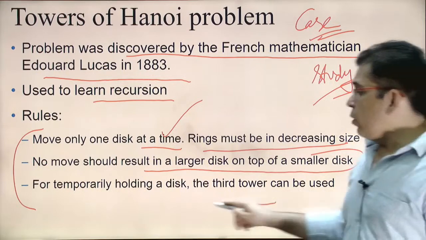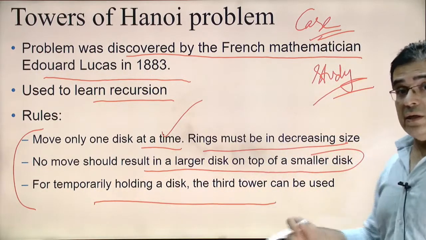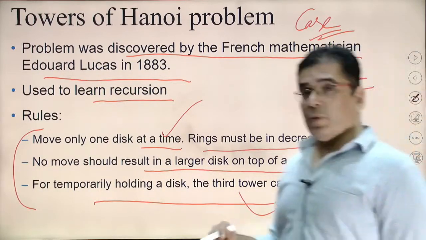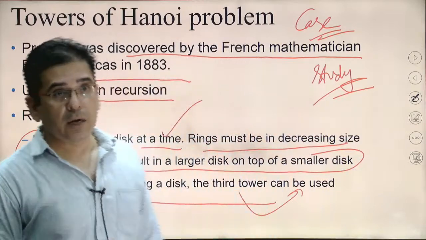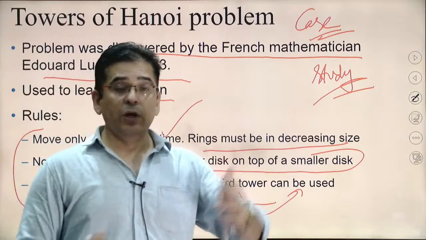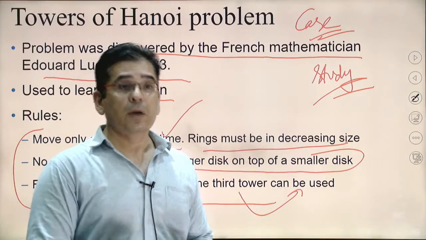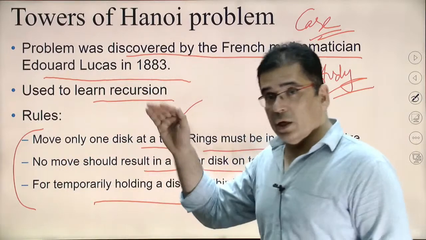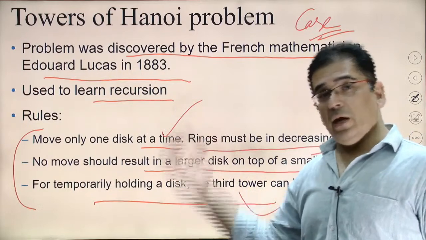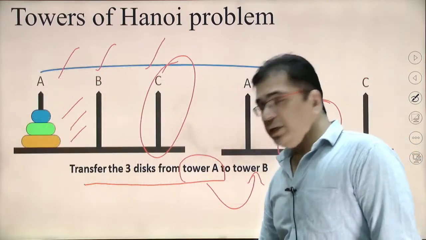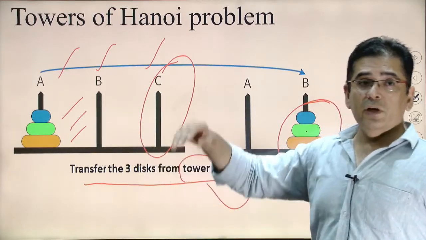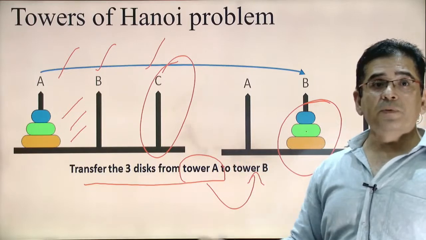For temporarily holding a disk, you can say as a temporary buffer, the third tower can be used. So you are provided with one more tower, that is the third tower. You can use that tower for temporarily holding one disk and after that removing it. It should not be storing a permanent disk. So initially all the 3 disks will be in tower A, then all disks have to be shifted into tower B with the help of tower C. It is actually an 8-step process if I am taking 3 disks. If we take more disks, then the number of steps will increase.